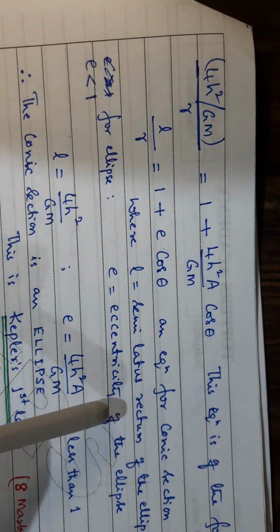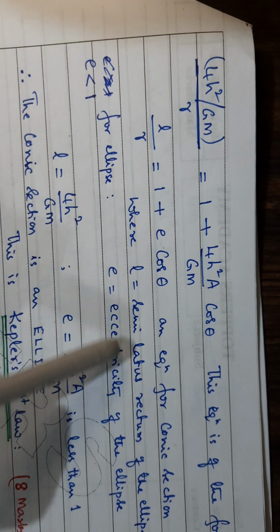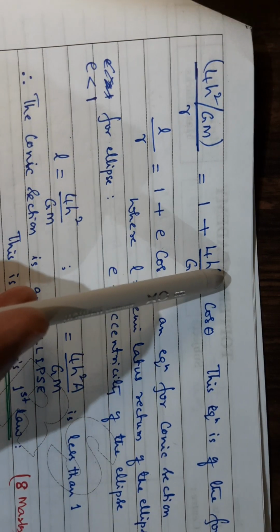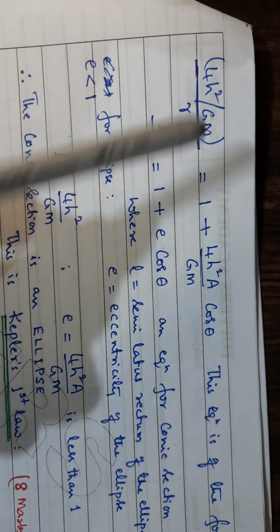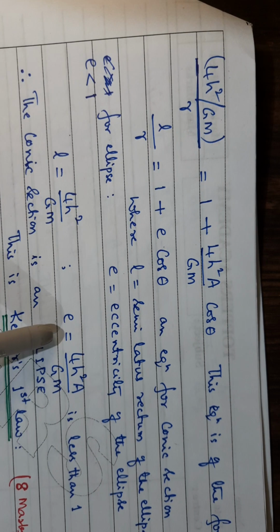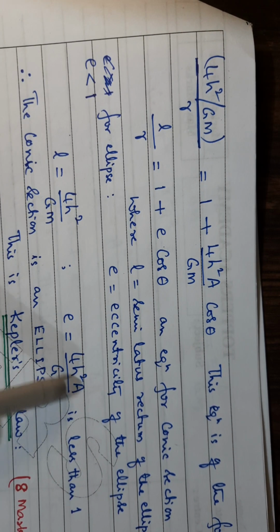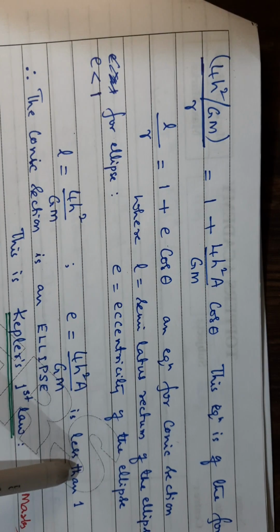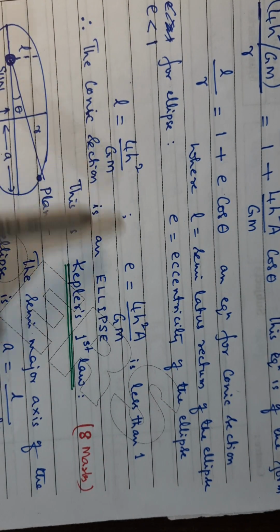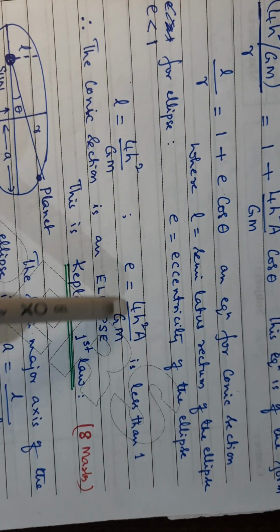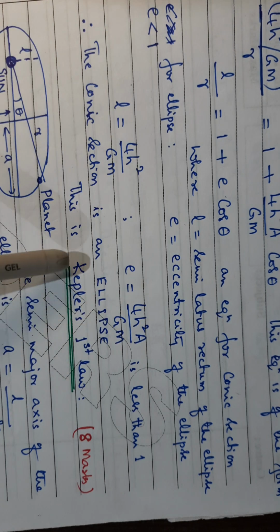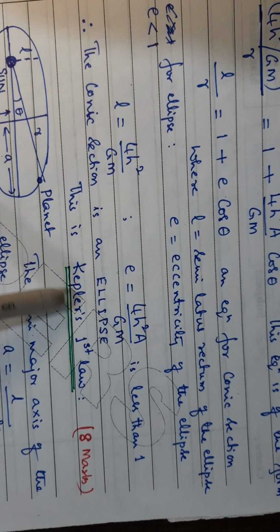And in the case of ellipse, the semi-latus rectum is equal to L. So this is the semi-latus rectum here, 4h square divided by GM. And E, eccentricity, is equal to 4h square A divided by GM, which is less than 1. Therefore, the conic section, whatever we have proved so far, since E is less than 1, it must be an ellipse. If it is an ellipse, it says that Kepler's first law holds good.